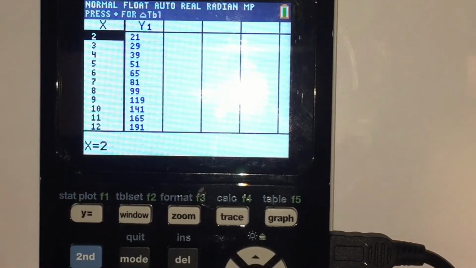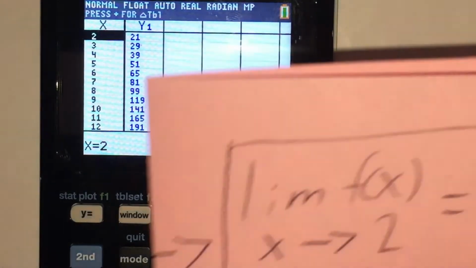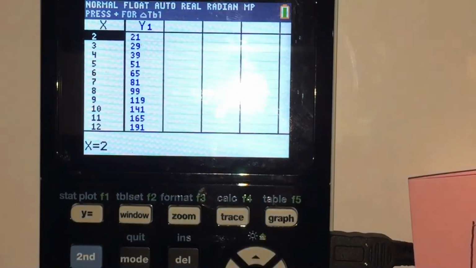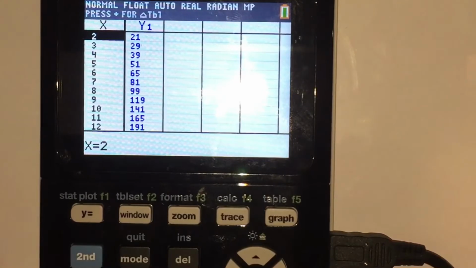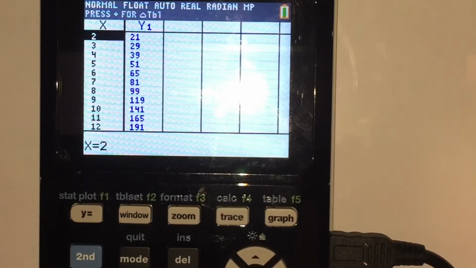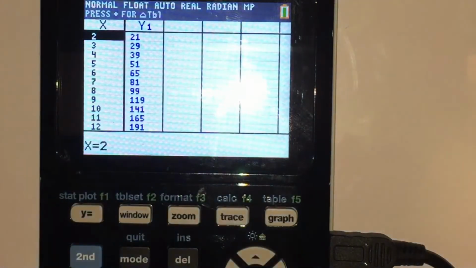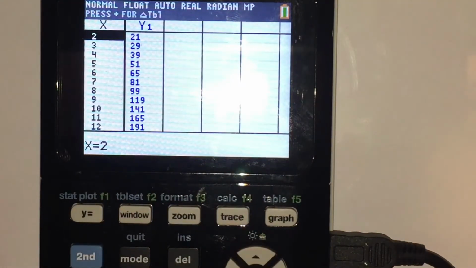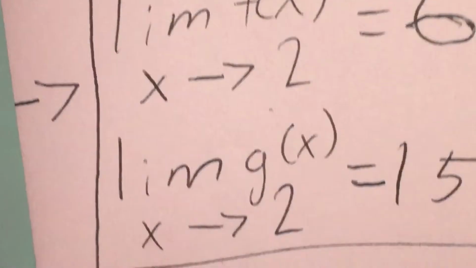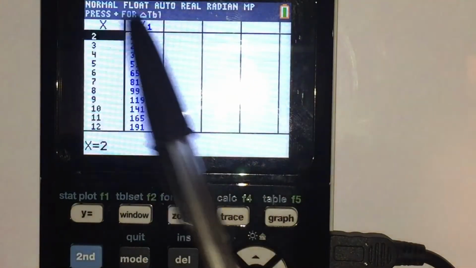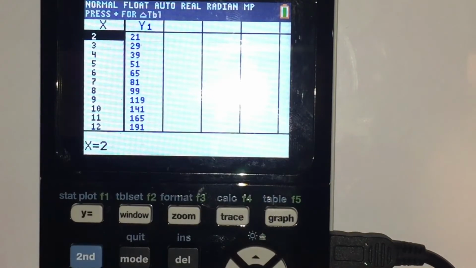Remember when we first took the limits of our two functions? They were 6 and 15. Well, 6 plus 15 equals 21. And what did we get when we added our two limits on the calculator? 21.